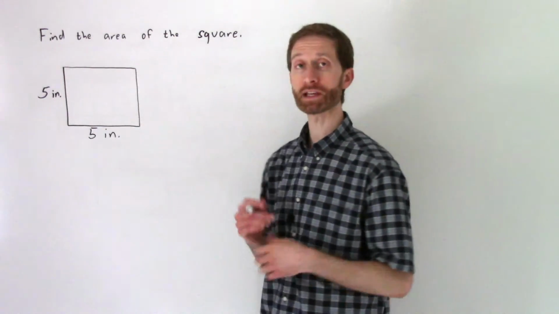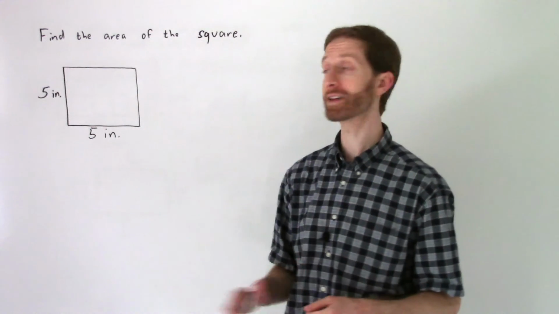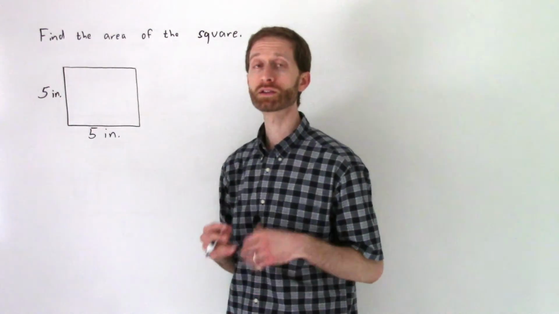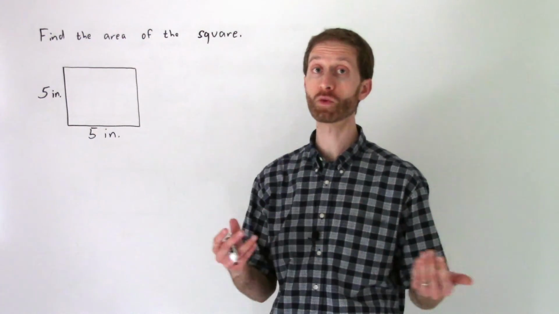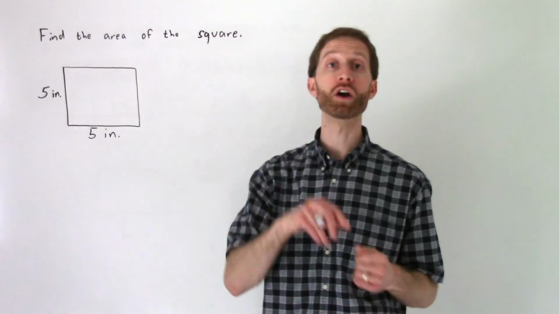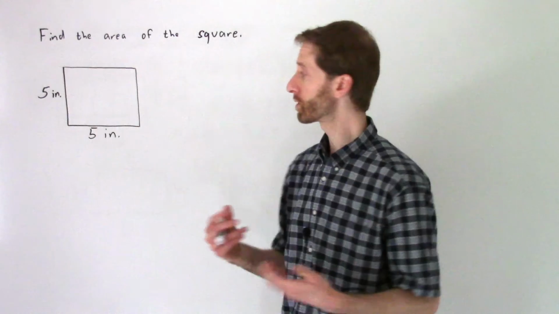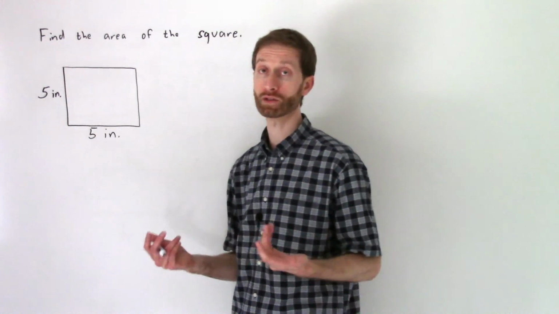Well, a square is a special type of rectangle. It still has a length and a width. It's just that we can't tell which is the length and width technically, because in a square, all 4 sides are of equal length. So it does not matter which part of the square is length and width.